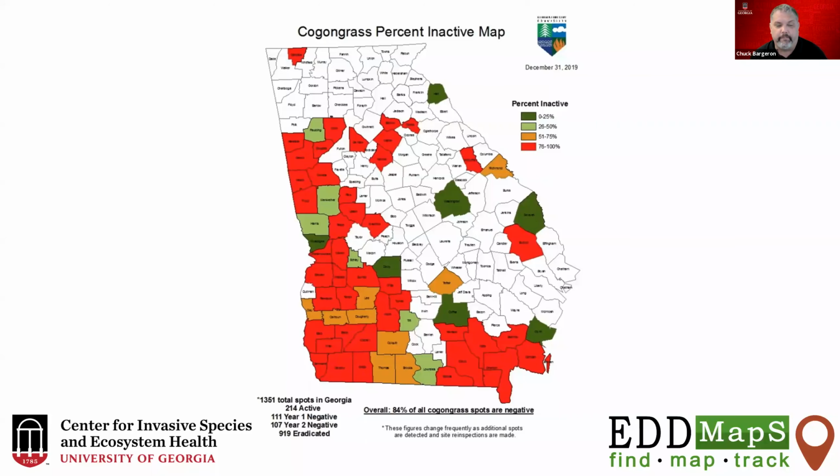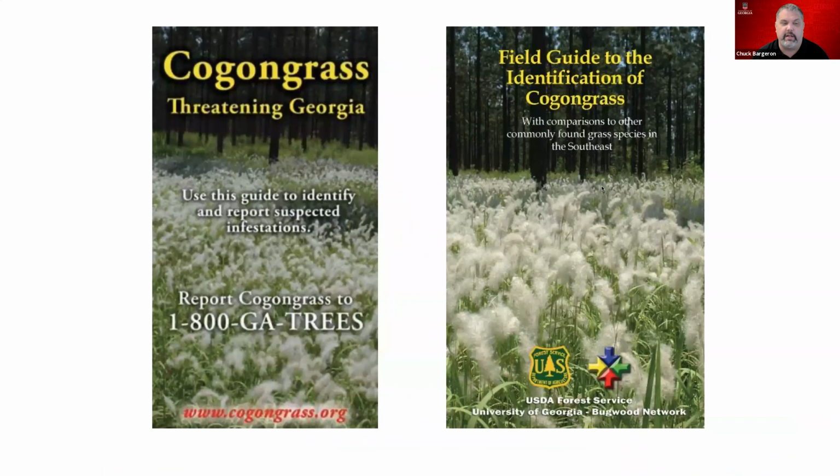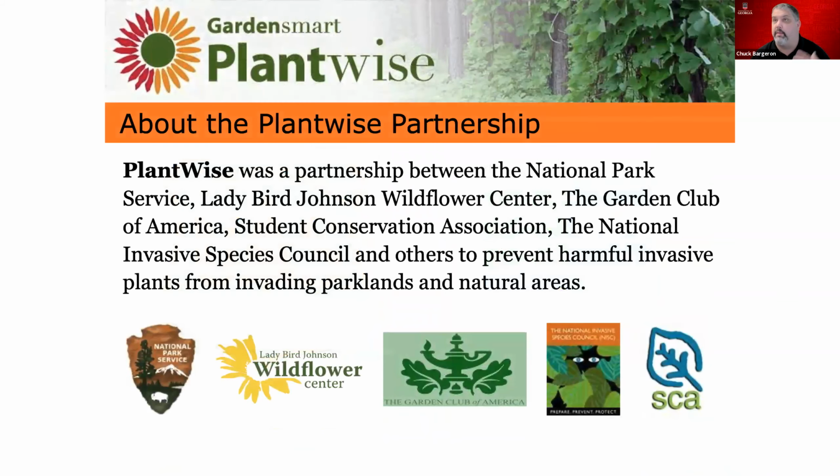So, a story of how educating the public and educating professionals on a problem can really lead to great success and keep this from being some of the issues it has been in other areas. And that was done through educational materials, and then, luckily, the Forestry Commission being able to do that control of the species on private lands.